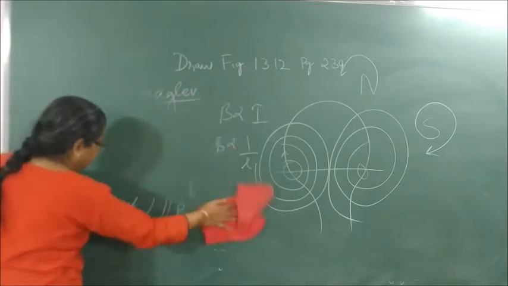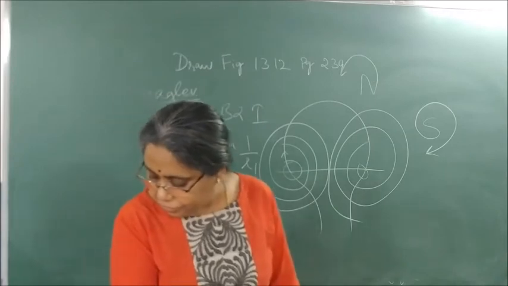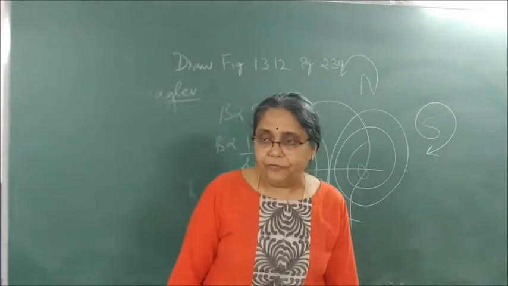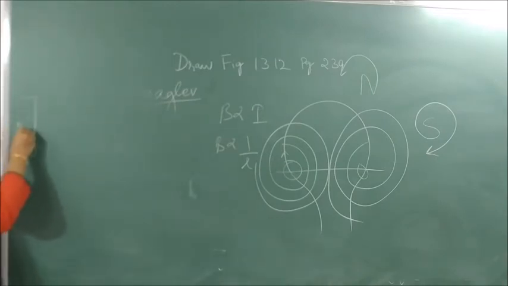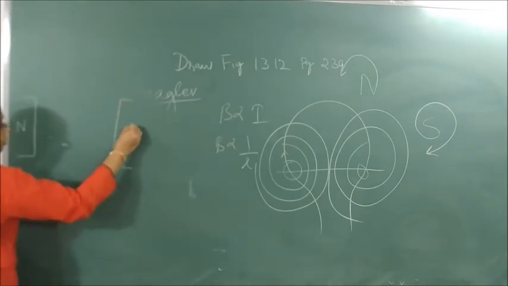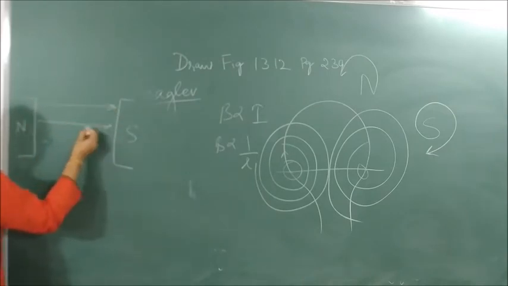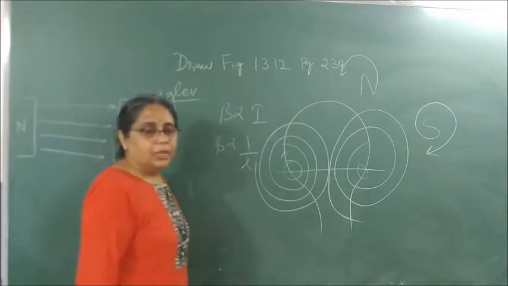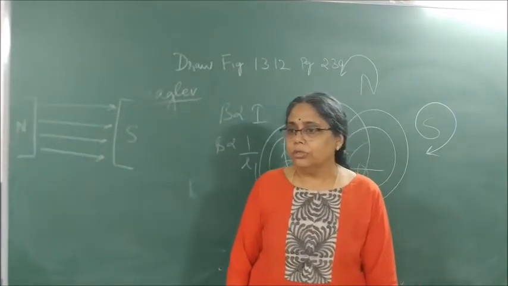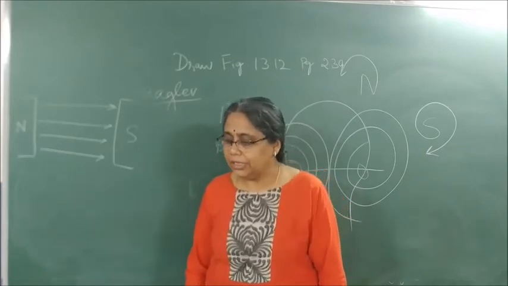Next question, I think, uniform magnetic field. The magnetic field in a given region is uniform. Draw magnetic field lines. So what will you write? This is north and this is south. So uniform magnetic field means you will have parallel and equidistant lines moving from north to south. Is that right? Moving from north to south. Done? Now the next question.